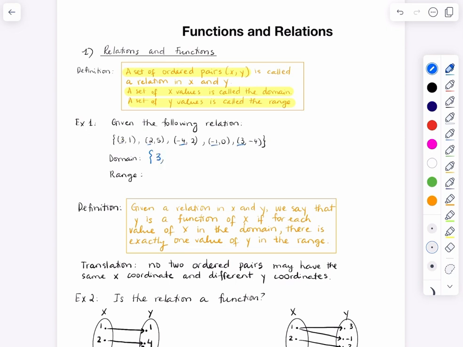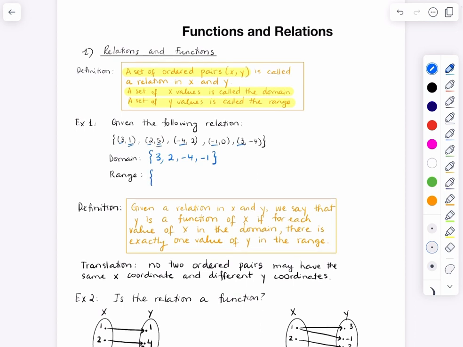The x value is always the first value in an ordered pair. So we have 3, 2, -4, -1, and 3 again. But since we already wrote down 3, we don't have to write it again. Only write the unique values. Range.